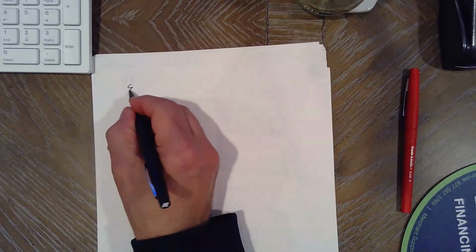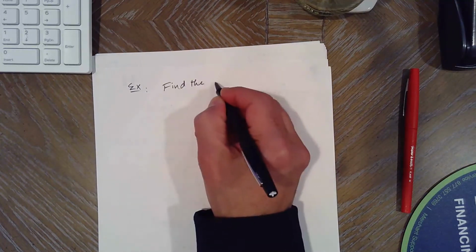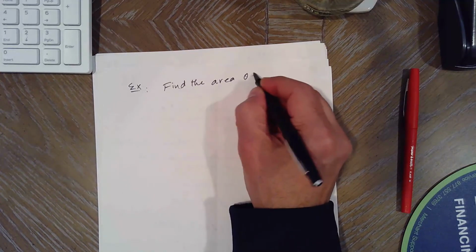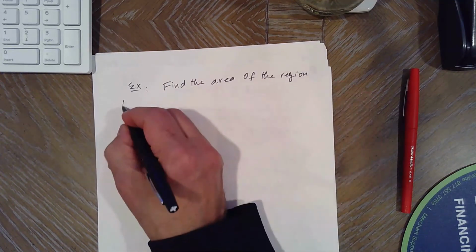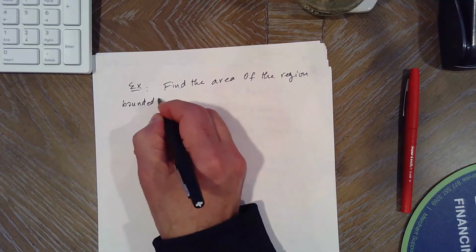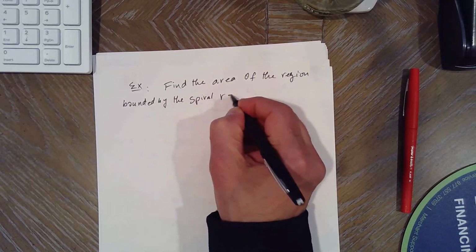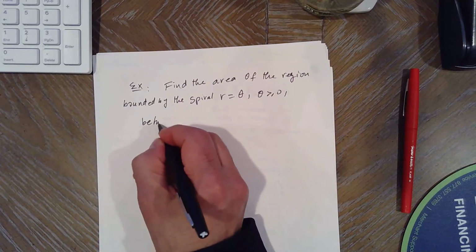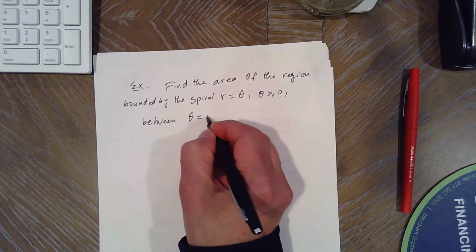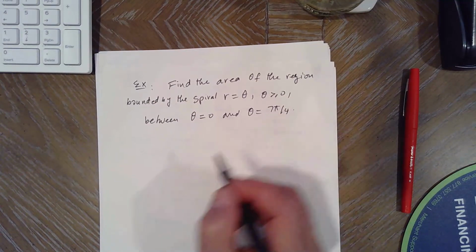So here's an example. Find the area of the region bounded by the spiral r equals theta, where theta is greater or equal to 0, between theta equals 0 and theta equals 7 pi over 4.